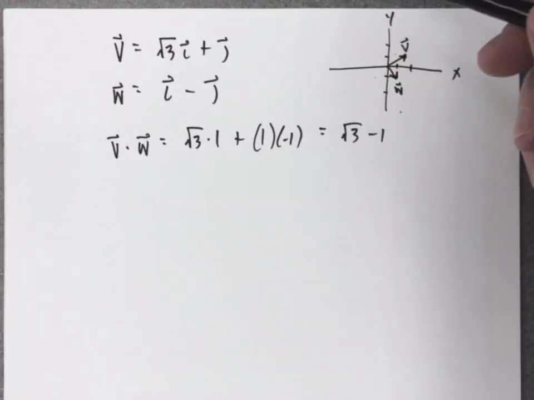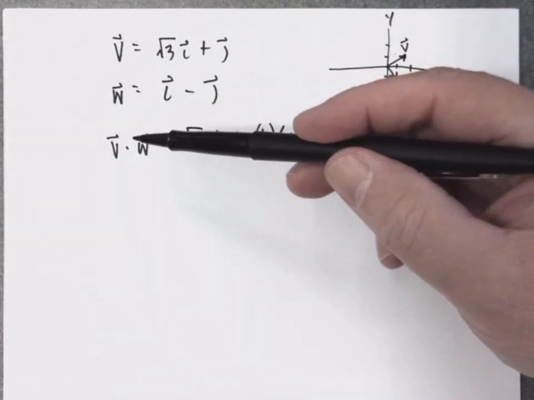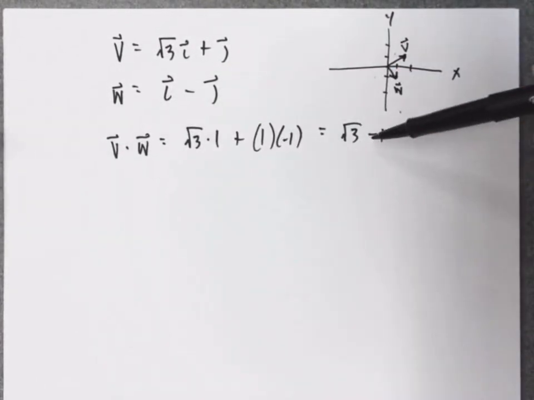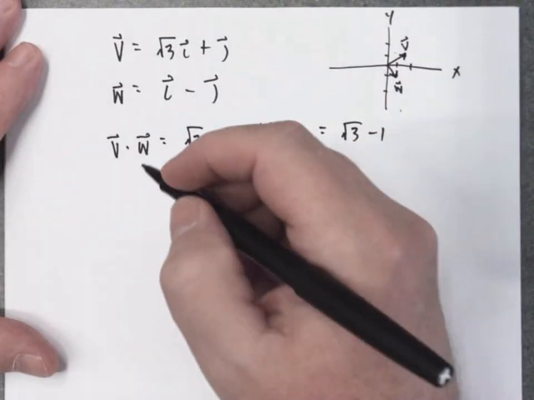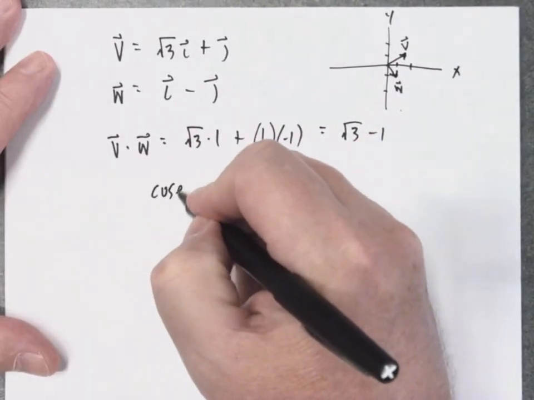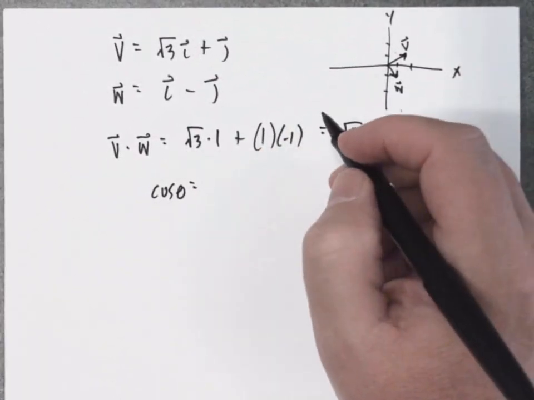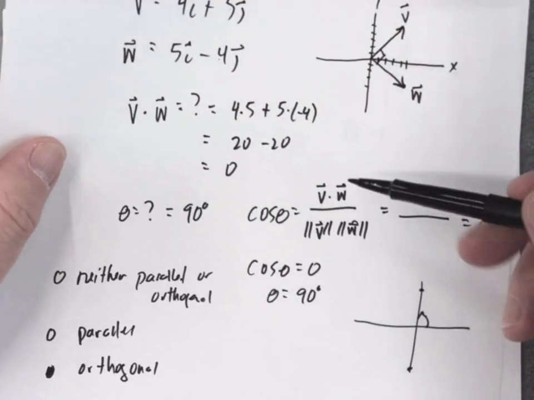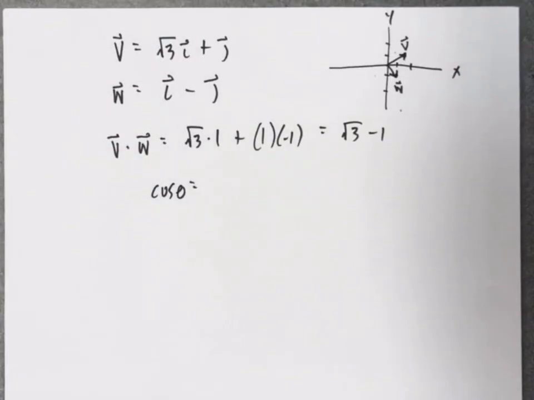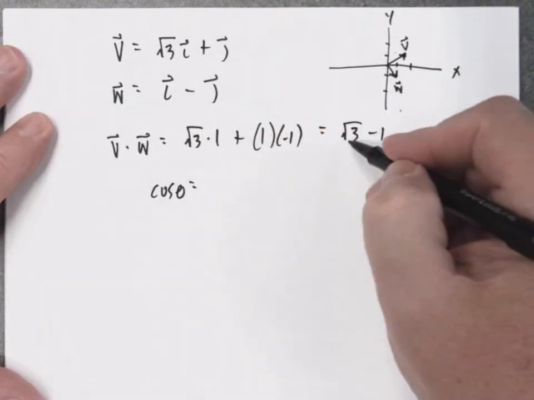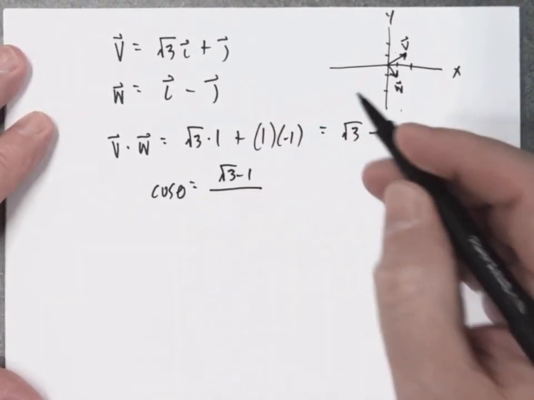Although actually, think about the last problem. For it to be a 90-degree angle, the dot product has to be 0. It's not 0, so it's actually not going to be 90 degrees. Well, let's see what the angle is. So you take your dot product. So once again, I'm not going to rewrite this every time. You take your dot product over the magnitudes. So the dot product is square root of 3 minus 1.